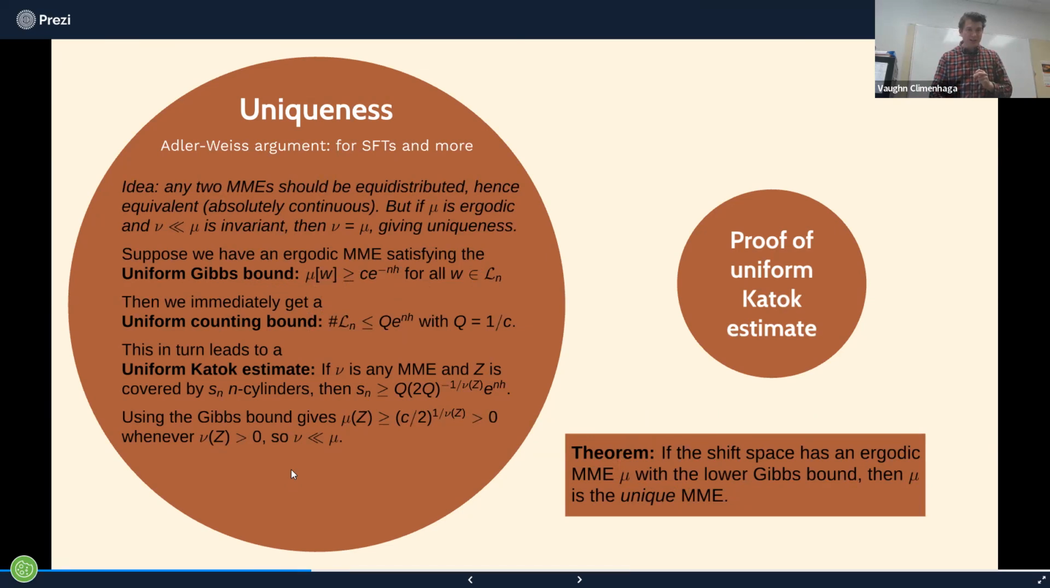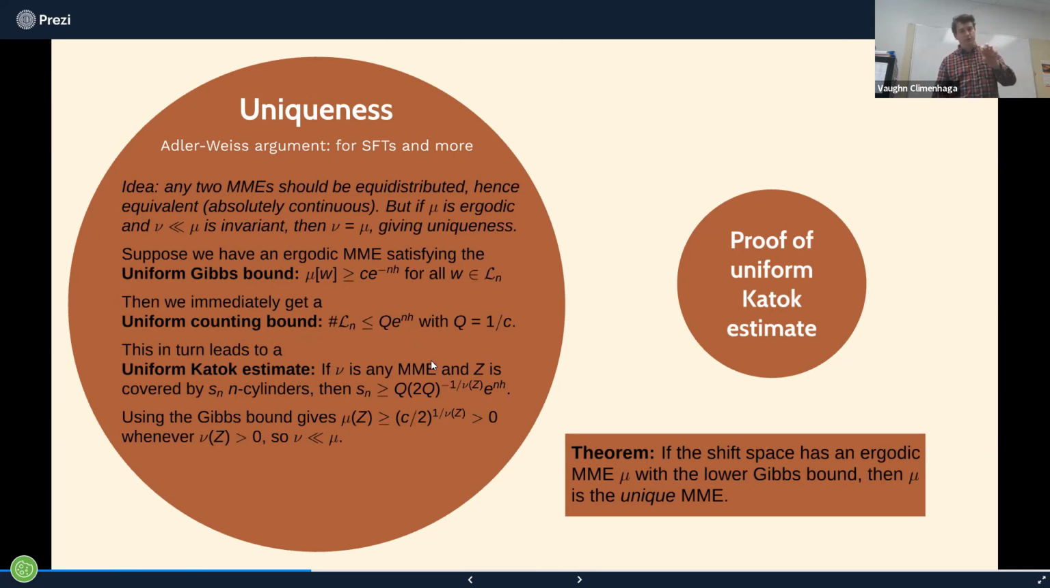And what's written at left here is the structure of the proof. The first observation is that if you have this lower Gibbs bound, so you know every word gets at least a certain weight, then that puts an upper bound on how many words there can be. Because it's just reciprocal. You add up all of the weights, they have to add up to 1. So the number of them is at most the reciprocal of c times e to the nh. That's a uniform upper counting bound to complement the uniform lower counting bound we got for free a little while ago. If you have this uniform upper counting bound, it turns out that you can get a uniform Katok estimate.